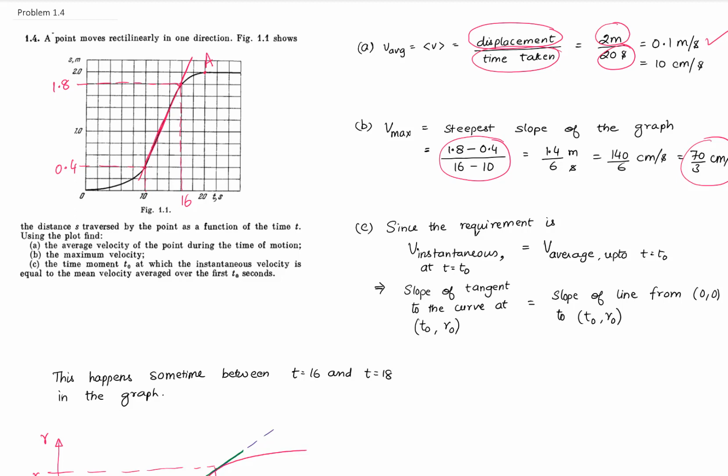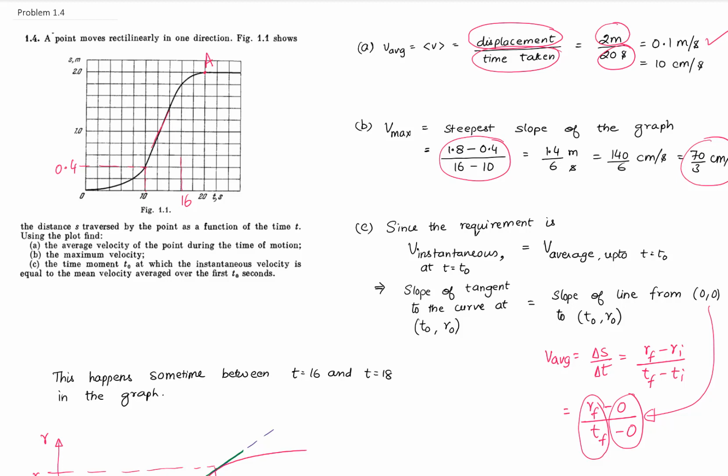For the C part, he's asking us the moment at which instantaneous velocity is equal to mean velocity up to that time. Now, how do we find out V average? V average is delta S by delta T, which is R final minus R initial by T final minus T initial, which is R final minus 0 divided by T final minus 0 if I take the origin to be the initial point. And then R final and T final are the coordinates of any general location on this curve.